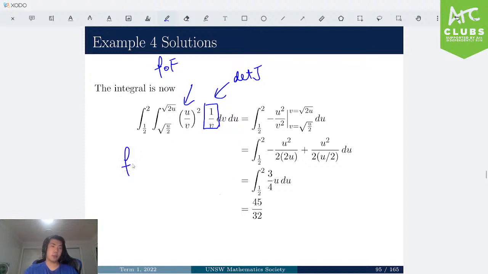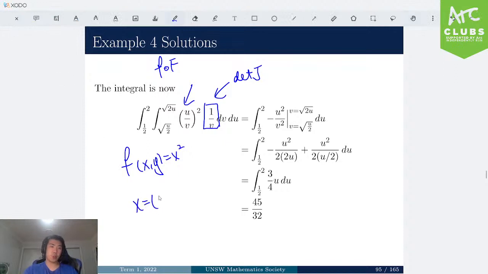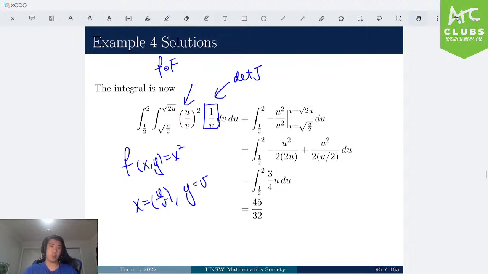Why is that? Okay, so why is that? Remember our lowercase f, which is x squared. Remember our capital F. What did our capital F become again? Our capital F was basically just transforming our x's into u's, right? And we had managed to transform our x into u and v, and our y into just v. So therefore, now it becomes x squared, which is u on v squared. Okay, so this is our f composed with capital F.